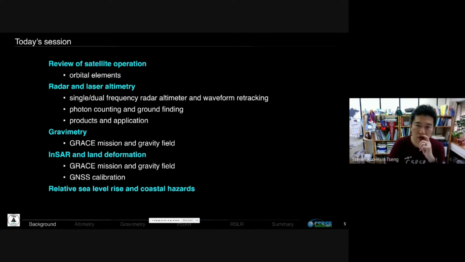So we can put some alarm on that area, so that during storms, storm surge, and high tide, you can probably simulate which area is more prone to flood. And we need some GPS calibration for the InSAR result as well. Then the last would be the relative sea level rise.